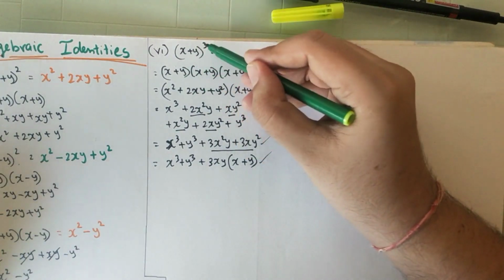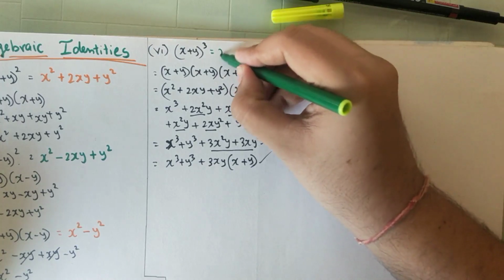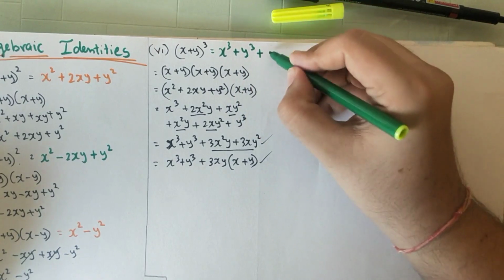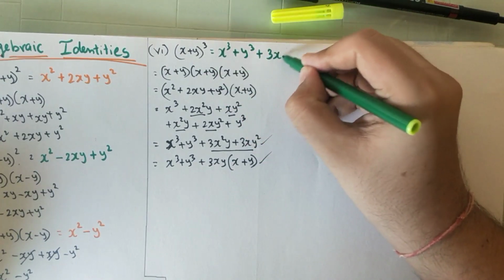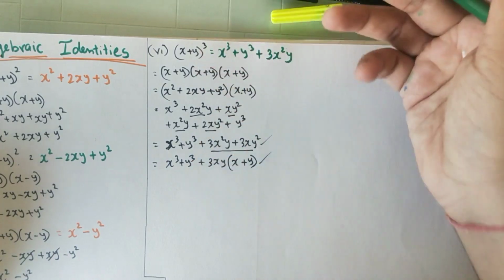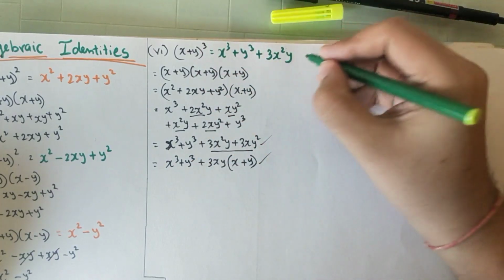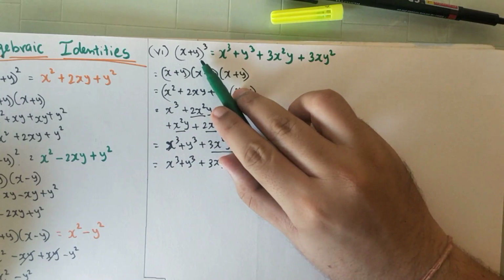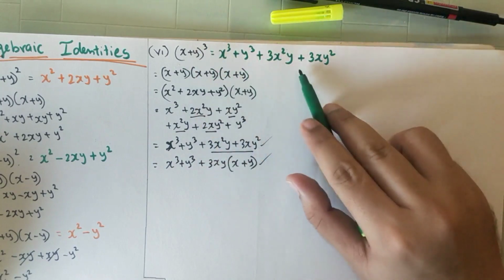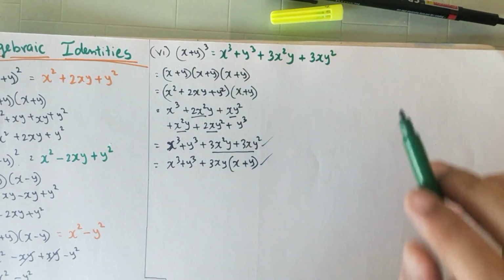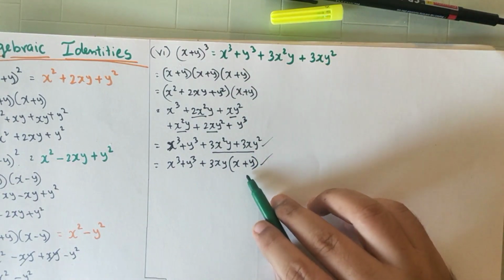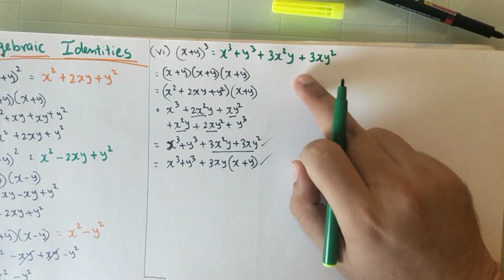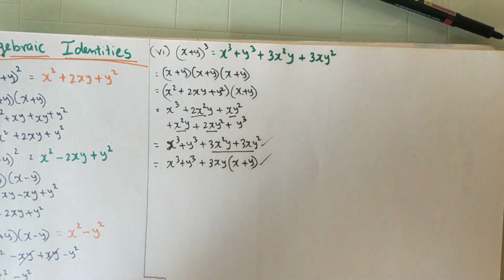So if x plus y, meaning two terms are adding, and whole cube is given: cube the first term plus cube the second term plus 3 multiplied by square of the first term into second term. Square the first term, multiply it with the second term and then multiply it by 3. Plus 3 into x y square. Meaning square the second term, after squaring multiply with the first term and then multiply by 3. This is your identity. You can use this also or this one also. Students feel either of them to be more convenient. You can use any one, but my opinion is to use this one, which I've written here.